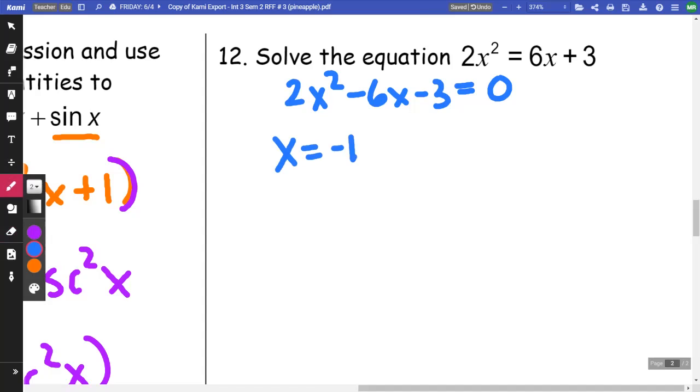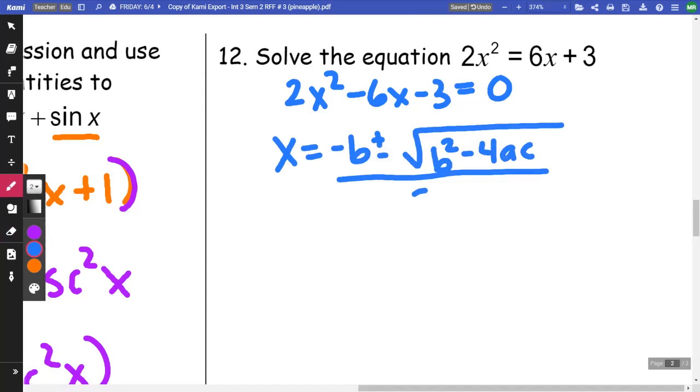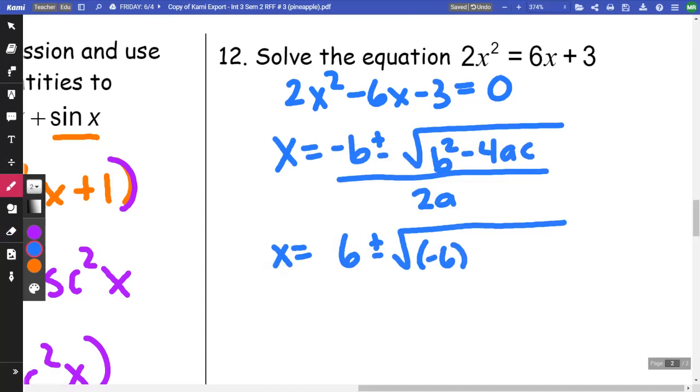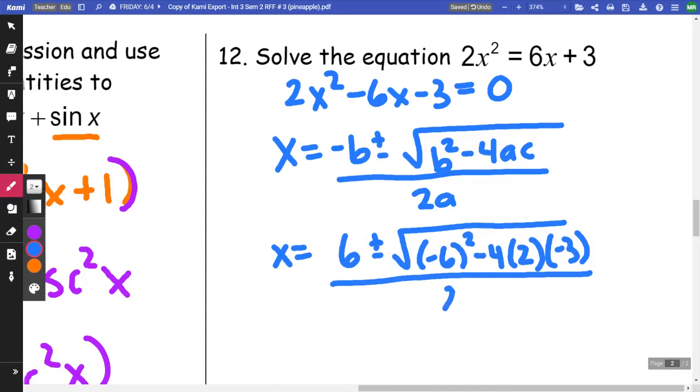So x is equal to -b plus or minus the square root of b squared minus 4ac all over 2a. So x is equal to, and -b means make your b opposite. So it was a -6, now it's going to be a +6, plus or minus the square root of (-6) squared. Notice I put in parentheses, because that should end up being a +36, if you're putting it in your calculator, minus 4 times my a, which is 2, and my c, which is -3, all over 2 times my a, which is 2.